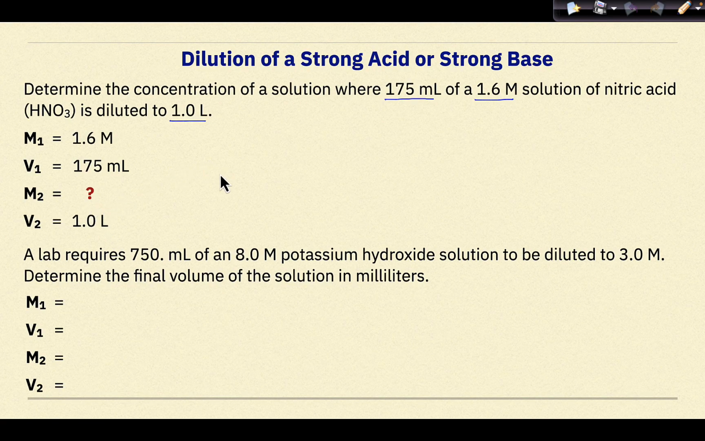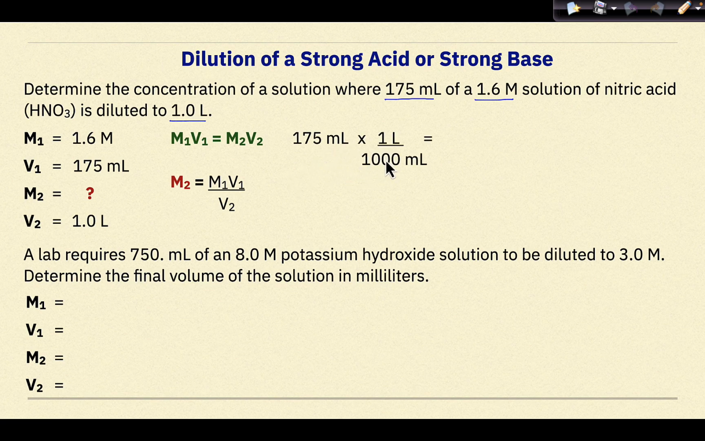We write the general formula for dilution. We rearrange this formula to solve for the unknown variable, which in this case is M2. Before we go any farther, we need to notice that the V1 and the V2 are in different units for volume. In order to move forward in the calculation, these units need to be equivalent. I am choosing to convert the 175 milliliters into liters. So when I do this conversion, that will result in 0.175 liters.